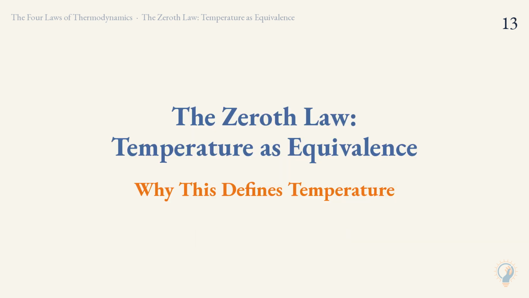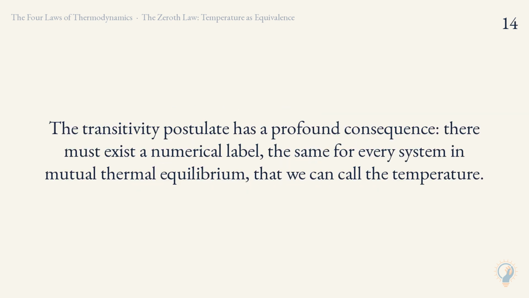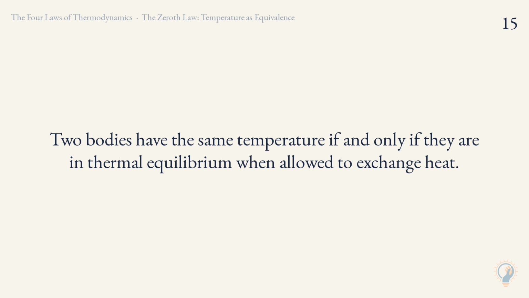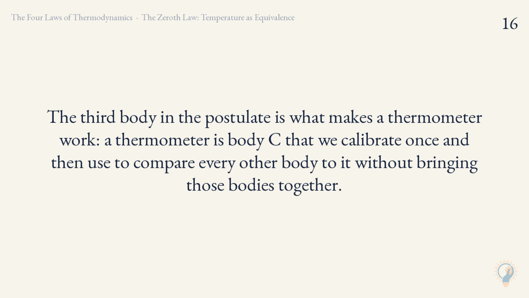Why this defines temperature? The transitivity postulate has a profound consequence. There must exist a numerical label, the same for every system in mutual thermal equilibrium, that we can call the temperature. Two bodies have the same temperature if and only if they are in thermal equilibrium when allowed to exchange heat. The third body in the postulate is what makes a thermometer work.